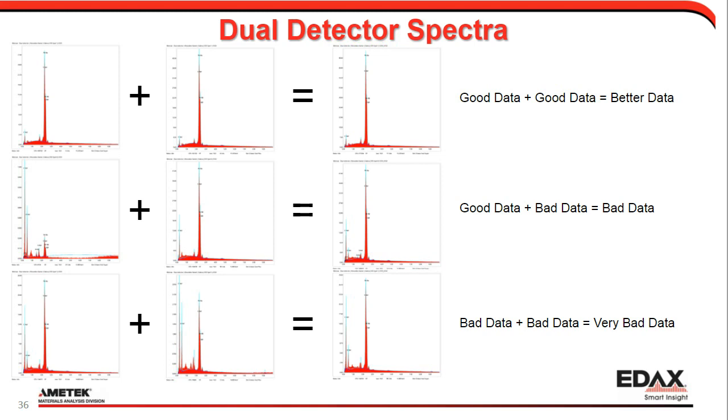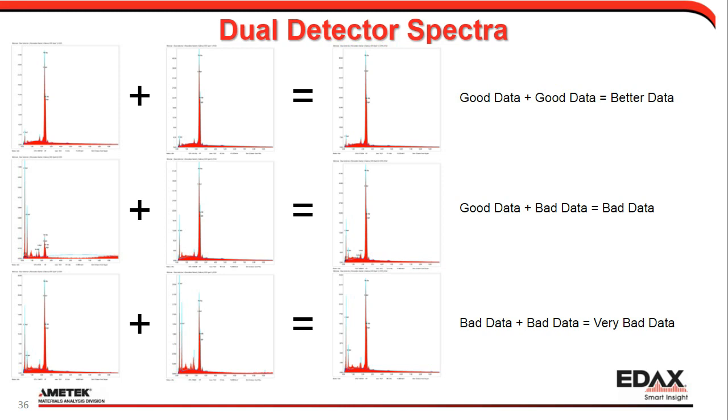So the dual detector for spectrum and quant is mostly a tool to increase your statistics. For major elements, it might not matter too much. You can get those in a relatively short amount of time and get good results, as we saw with the silicon. But if you're doing trace element analysis, having the increased statistics or collection efficiency really can get you better results in a much shorter amount of time and give you more confidence in your results.